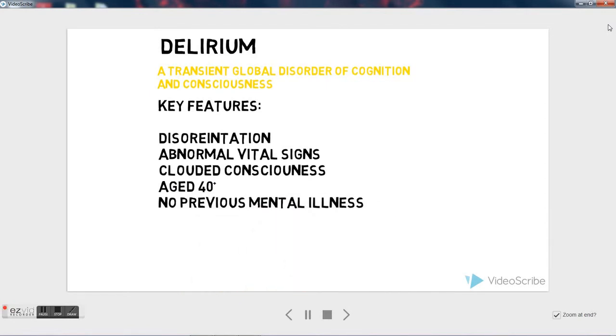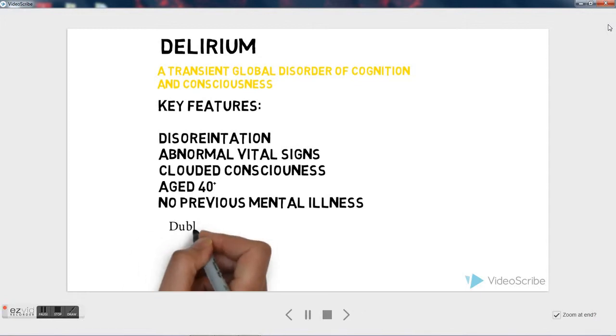Moving back into delirium, there are a few key features which can really help you identify the delirious patient. These include disorientation, abnormal vital signs, clouded consciousness, age over 40, and no previous history of mental illness.